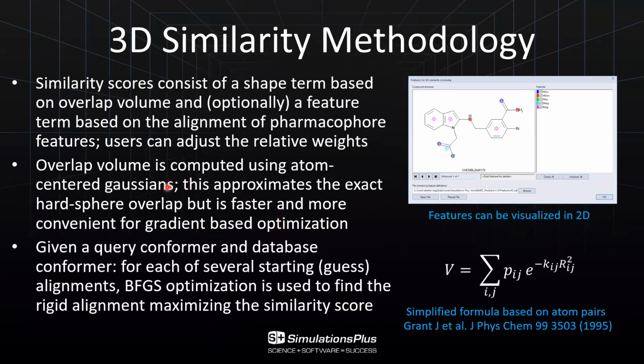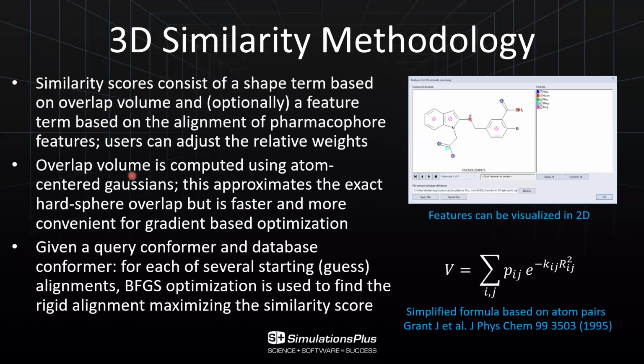So briefly on the methodology as implemented in ADMET Predictor, the similarity scores consist of a shape term that's based on overlap volume, and then optionally a feature term based on the alignment of pharmacophore features. And users can adjust the relative weights of those two terms. This is a screenshot from Predictor where you can define and visualize the pharmacophore features. By default, there are H-bond donors and acceptors, positive and negative charges, and rings. And then within Predictor, there's a query syntax that allows you to define your own features.